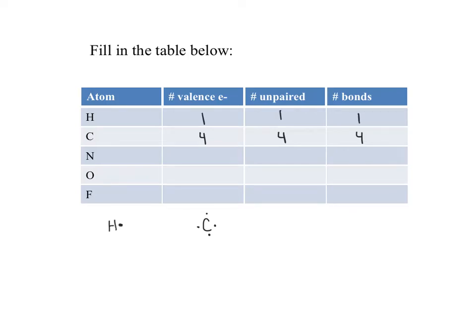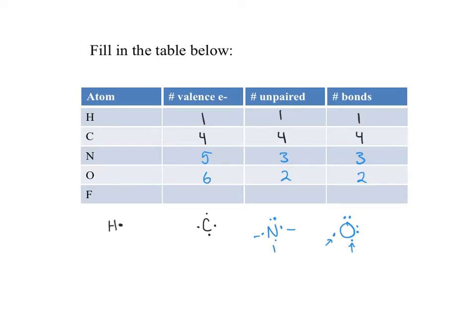Okay, so nitrogen should have 5 valence electrons. It's in group 15, so 1, 2, 3, 4, 5, which means that it has 3 unpaired electrons and can make 3 bonds. If we move on to oxygen, oxygen is in group 16, so it has 1, 2, 3, 4, 5, 6 valence electrons. 2 of those are unpaired, so 6 valence electrons, 2 unpaired, it can make 2 bonds.